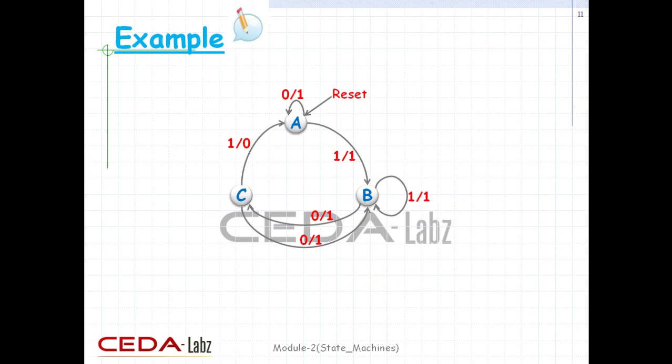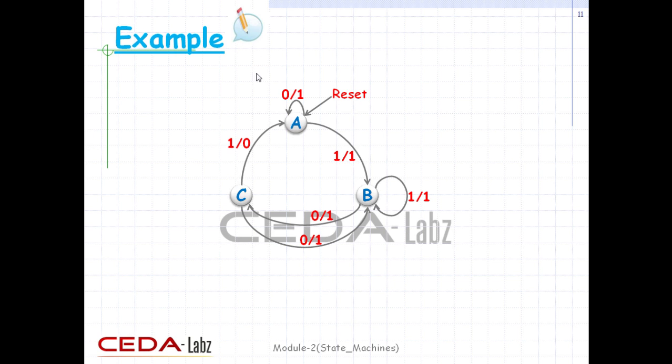A state machine is coded in behavioral modeling only. It is not possible in any other modeling. So here is the state diagram of a state machine. We will be writing Verilog code for this machine. Just by having a look at this state diagram, can you tell which type of state machine it is? It is a Mealy machine.